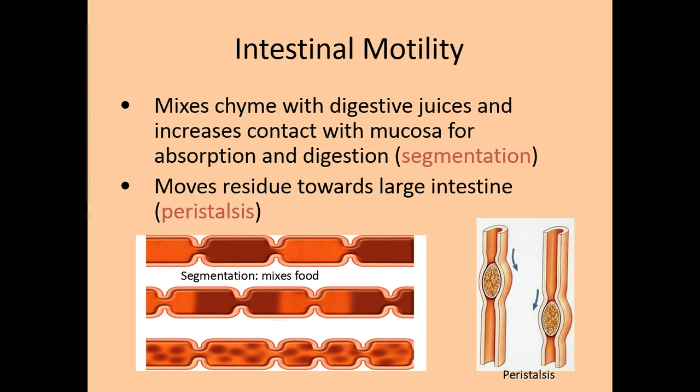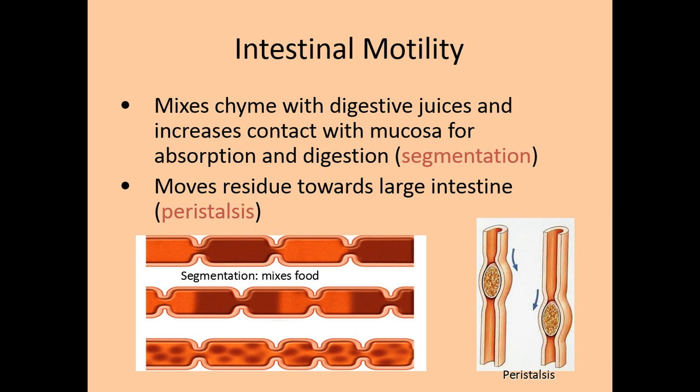The small intestine is able to move. It mixes chyme with digestive juices to further encourage mechanical and chemical digestion. And the intestine can do segmentation and peristalsis. Segmentation can cause the chyme to move in both directions, so kind of back and forth, to encourage mixing of the digestive juices with the chyme.